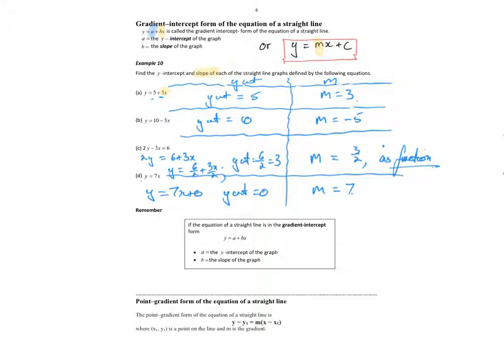Another form of our straight line equation is called our point gradient form, and that form simply works with the gradient of our line but also a specific point that the line goes through. So that helps us determine our c value, and we'll look at a few more examples of that.